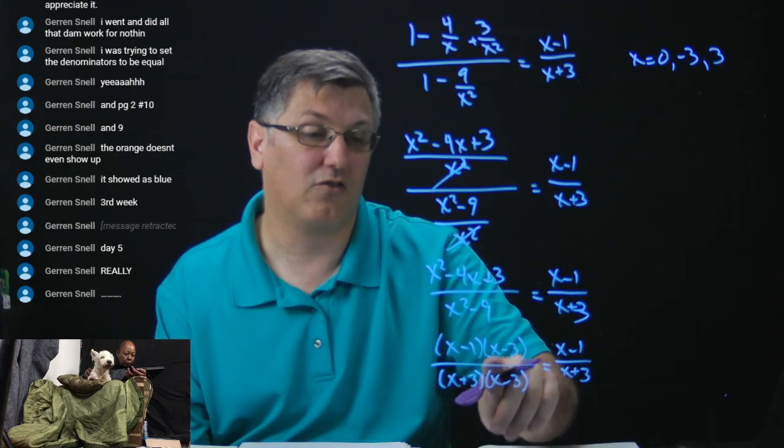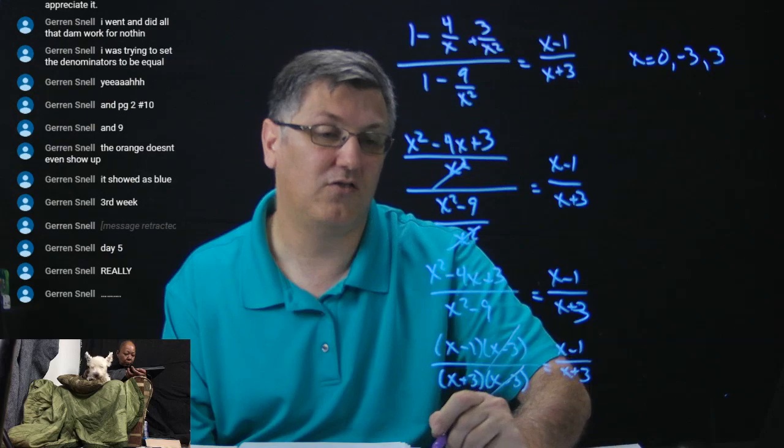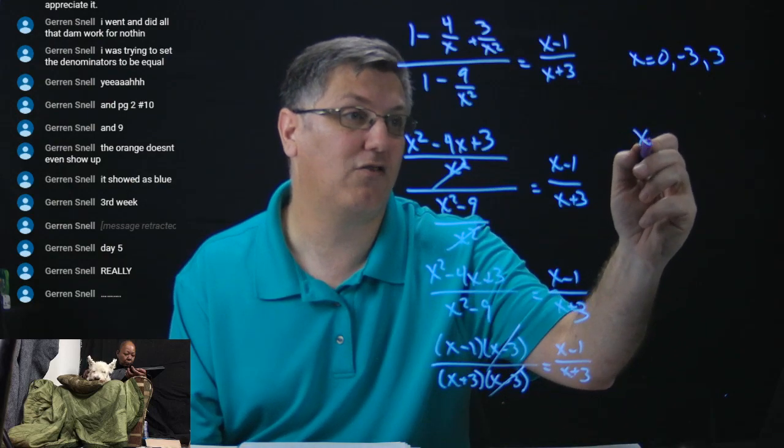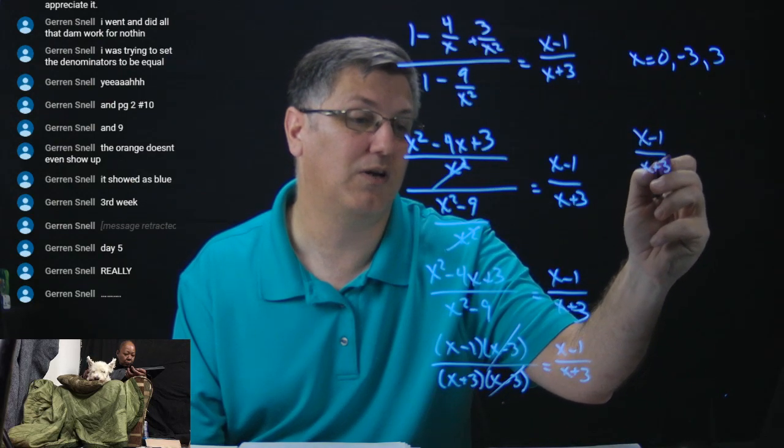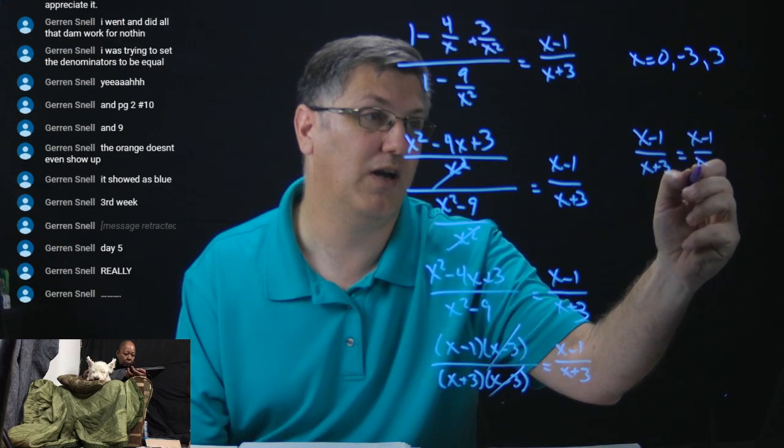And let's simplify. Let's look up and down here. Simplifies. And this just simply leaves me x minus 1 over x plus 3 equals x minus 1 over x plus 3.